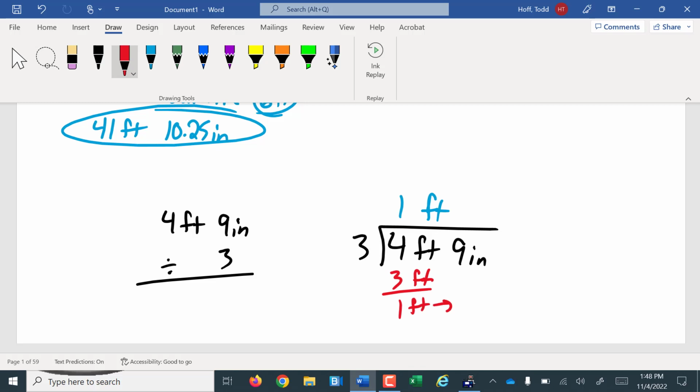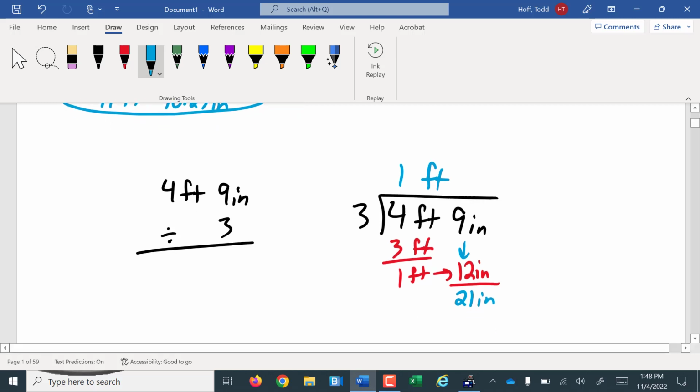Before we can bring down the 9, we turn the 1 foot into 12 inches. Now we bring down the 9. 9 and 12 make 21 inches. 21 divided by 3? 7 inches.